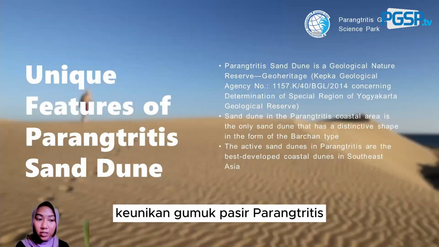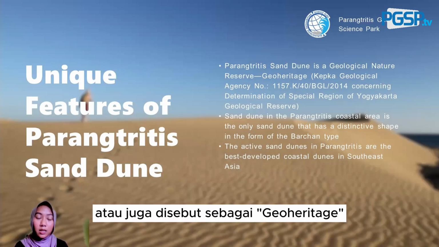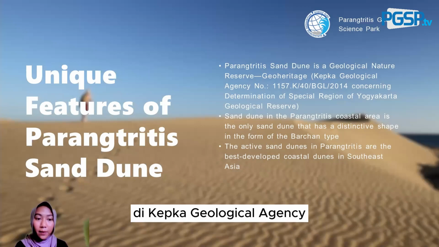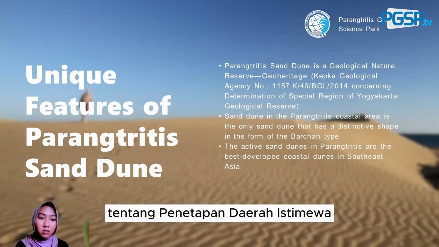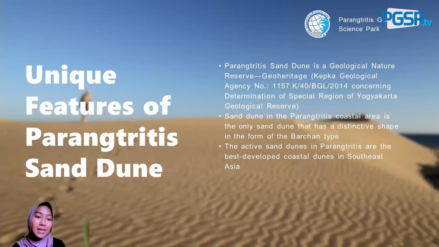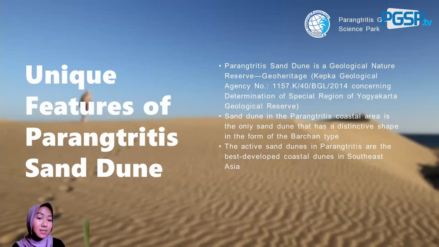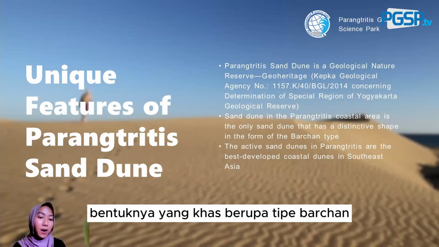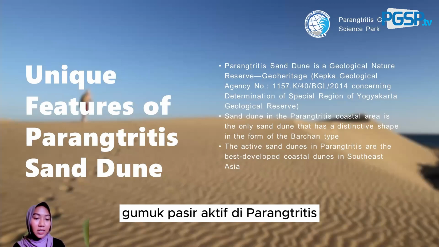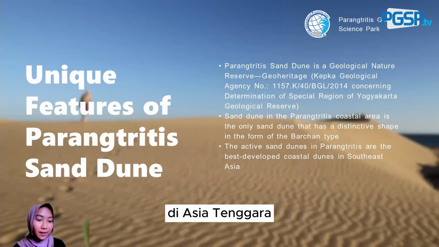Here are some of the unique features of Parangtritis sand dunes. Parangtritis sand dunes are a geological nature reserve, also called geoheritage. It is written in the Decree of the Geological Agency concerning the determination of the Special Region of Yogyakarta Geological Reserve. The sand dune in the Parangtritis coastal area is the only sand dune that has a distinctive shape in the form of the barchan type. The active sand dunes in Parangtritis are the best developed coastal dunes in Southeast Asia.